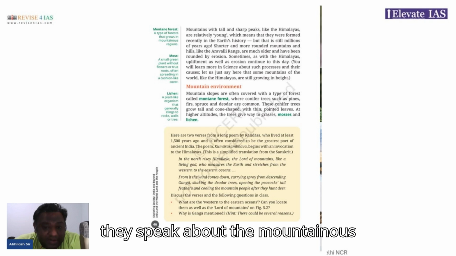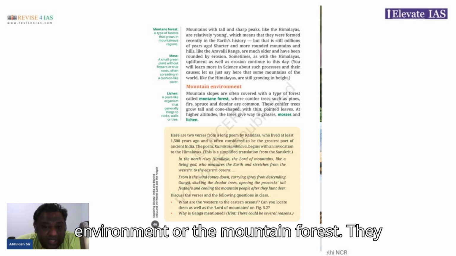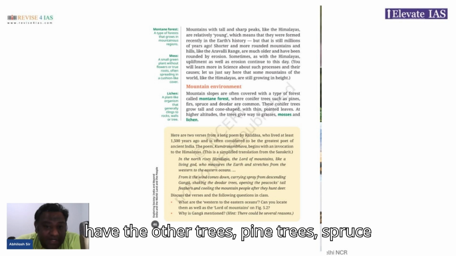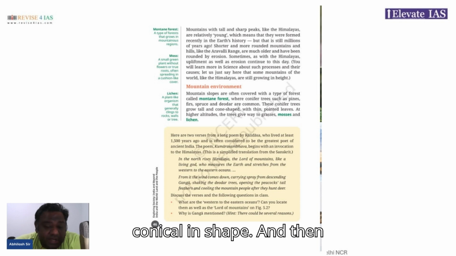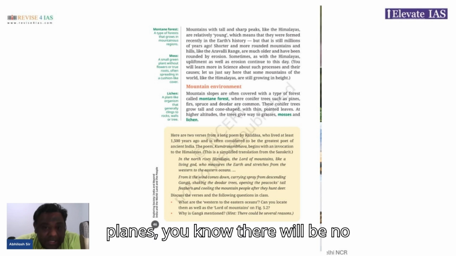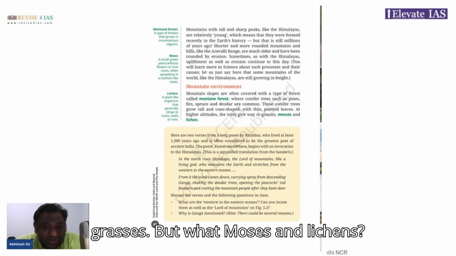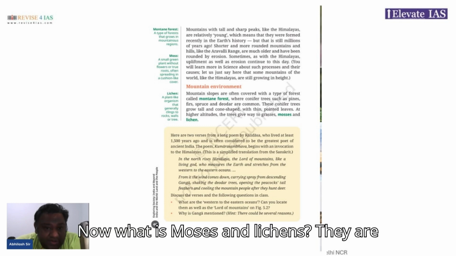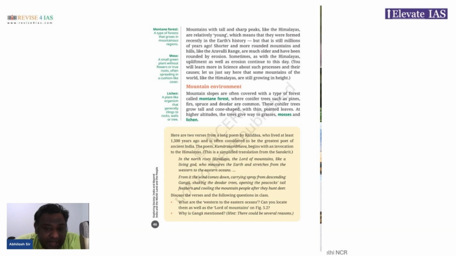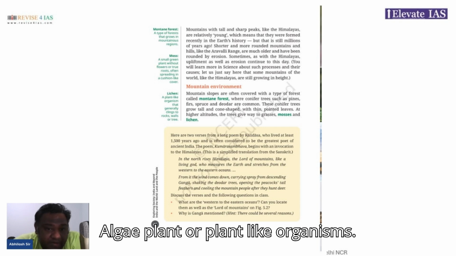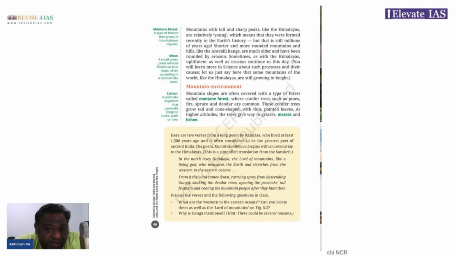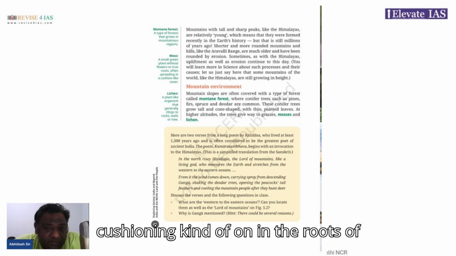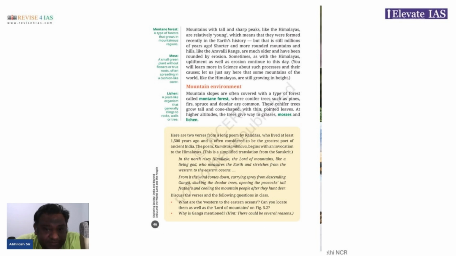Then they speak about the mountainous environment or the mountain forest. They have deodar trees, pine trees, spruce trees, or conifer trees, which are conical in shape. And then as we go higher, there will be no grasses but mosses and lichens. Now, what are mosses and lichens? They are basically algae or plant-like organisms, which grow in a cushiony way on the roots of the mountainous plants.